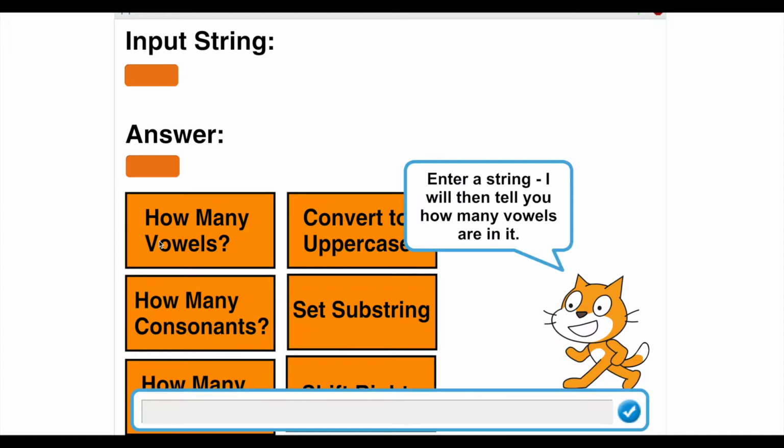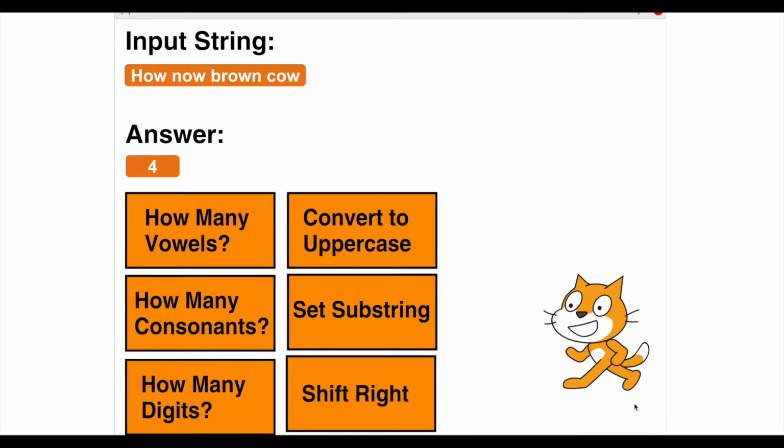For example, how many vowels? If you were to type in a string of some kind, which Scratch is going to ask you for, if I hit enter, it tells me there are 4, so let's make sure that's correct. So 1, 2, 3, 4, that looks good.